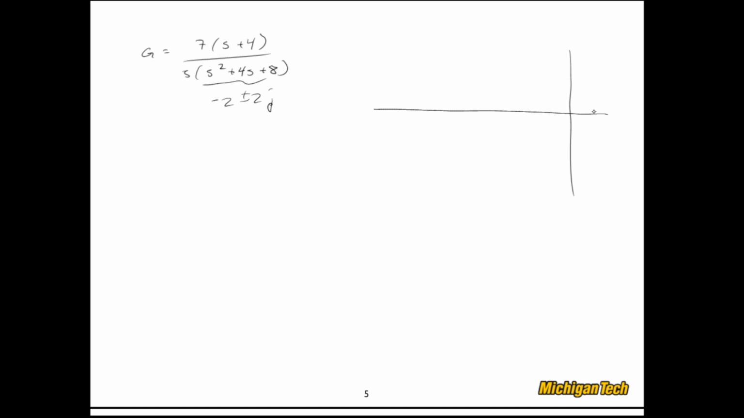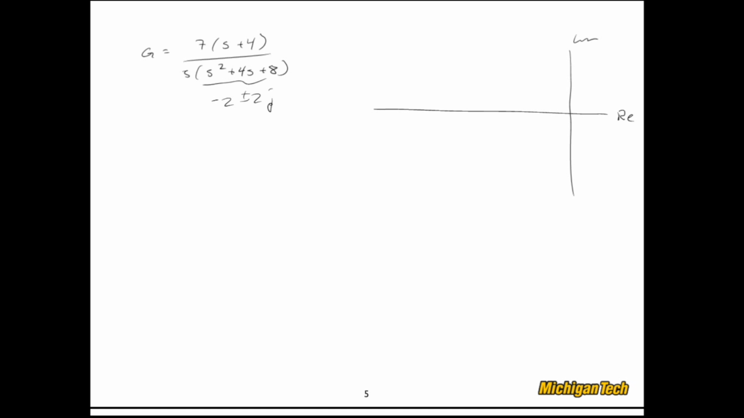The way it works is this. Let me rewrite the transfer function. It was G equals 7s plus 4 over s squared plus 4s plus 8. And this thing actually has complex roots at negative 2 plus minus 2j, and that'll become important in just a second.